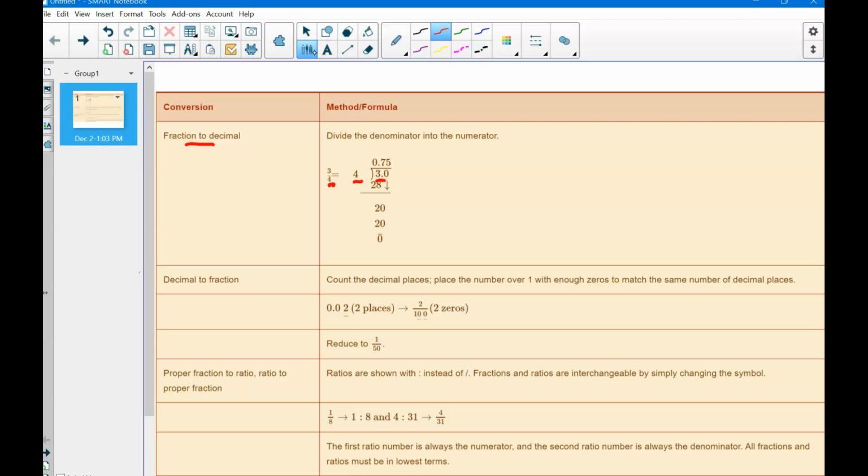So remember what we used to do? We said 4 cannot go into 3. So we put an extra 0 in. And 4 goes into 30, 7 times. And we put the 7 over the 0, and then we subtract and work it out.